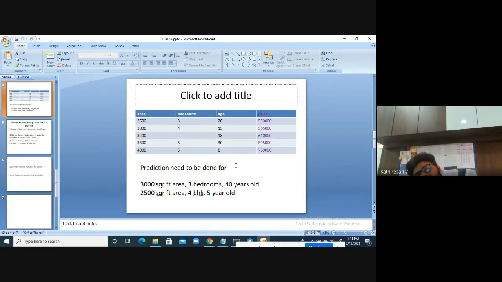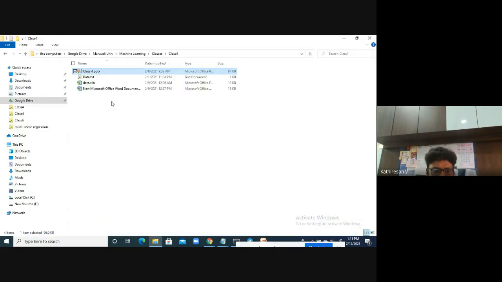In order to do that, first you have to create a data set for this particular data. You have to make a data set in the form of a CSV file in order to solve this problem. I would like to share this data with you. You make a CSV file.